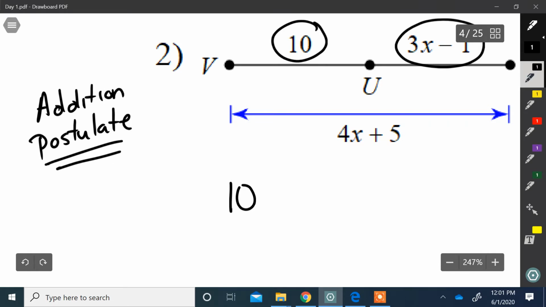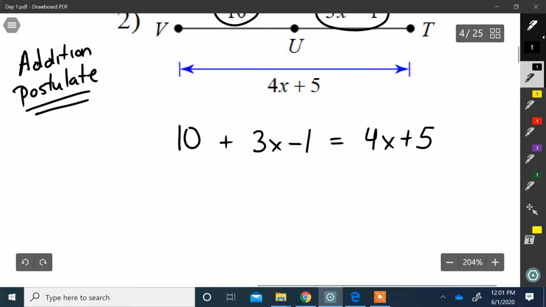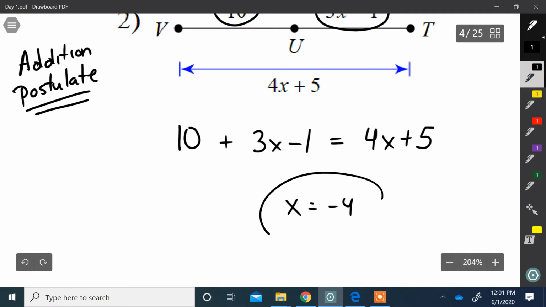Okay, and we use that a lot in geometry. So we have 10 plus 3x minus 1 is equal to 4x plus 5. Okay, all you have to do in this type of problem is solve for x. If I bring the x over, I get x there. 10 minus 1 is 9. I bring it over and I get negative 4.